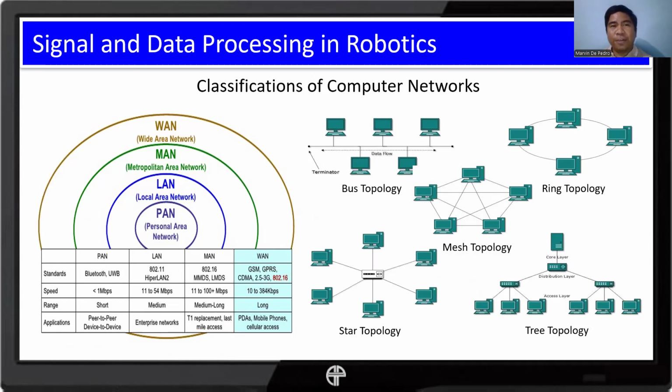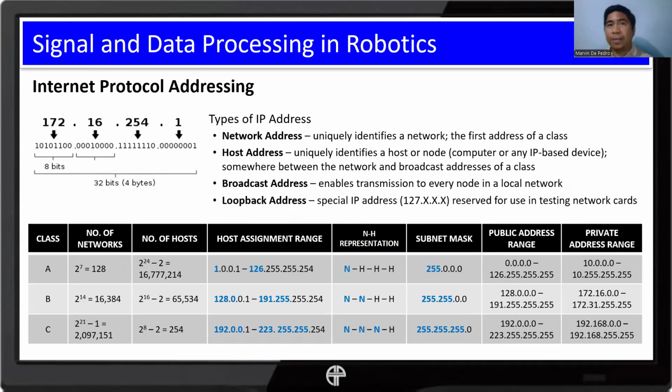Okay. And if you go farther, if you have multiple cities or even multiple provinces or even worldwide, multiple nations, you connect them all together, then we can have a WAN or a wide area network. And the most common example of that is the internet. Okay. So if you go through the internet, then the next thing that we need to know is the concept of IP addressing. Okay.